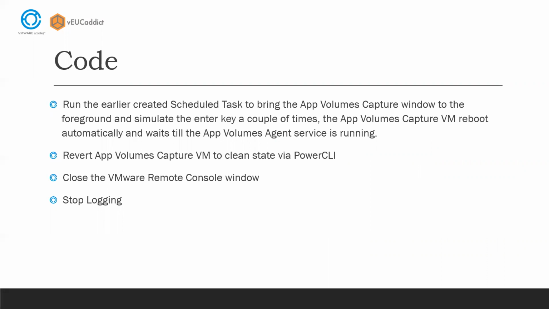When all steps are executed, we can tell App Volumes via the App Volumes capture window to complete the application package. Now it's time to run the scheduled task we created earlier on the script. At the last OK, the virtual machine will reboot and detach from the App Volumes capture machine. The App Volumes capture VM can be reverted to a clean snapshot again. We can close the VMware remote console if not already closed, and then stop the logging process and exit PowerShell.